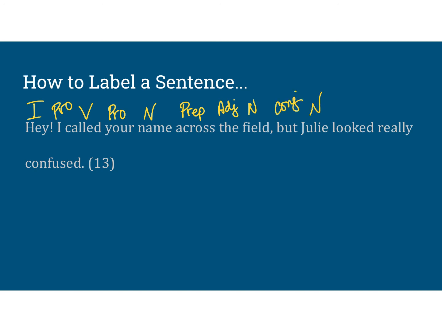Julie's a person, it's a noun. What did she do? She looked, so that's a verb. How did she look? Really, which is an adverb. And confused is an adjective describing Julie. And that is how you would label a sentence. That's why it's important to understand their functions. So as you work through your sentence, you can think about what is that word, what's it doing in the sentence, so then you can match it up to its appropriate function. And that's how we label sentences. We will have a few of these for practice to do in your future.